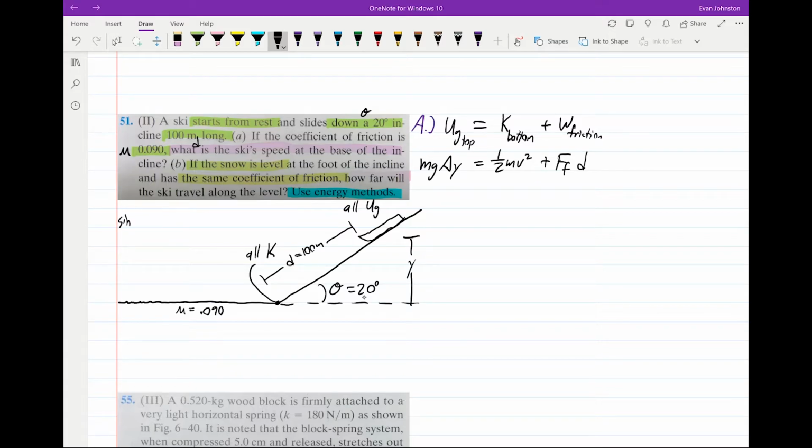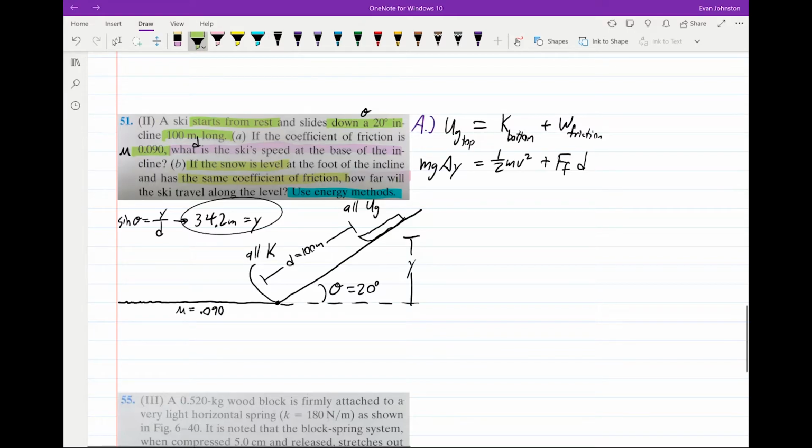So sine of my angle would be y over d. We know d, we know the angle. If I plug in 100 for d and my angle as 20 degrees, and make sure your calculator is in degrees, you will get that 34.2 meters is y. So now we know y. Excellent. That was easy.